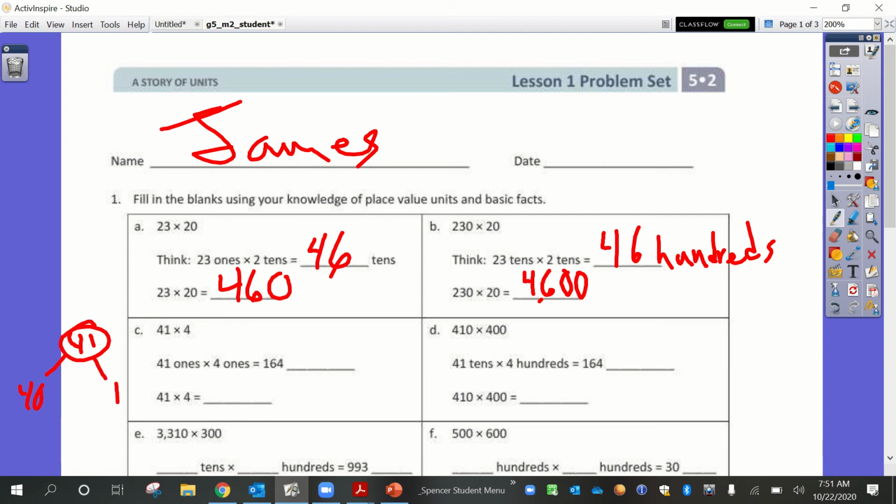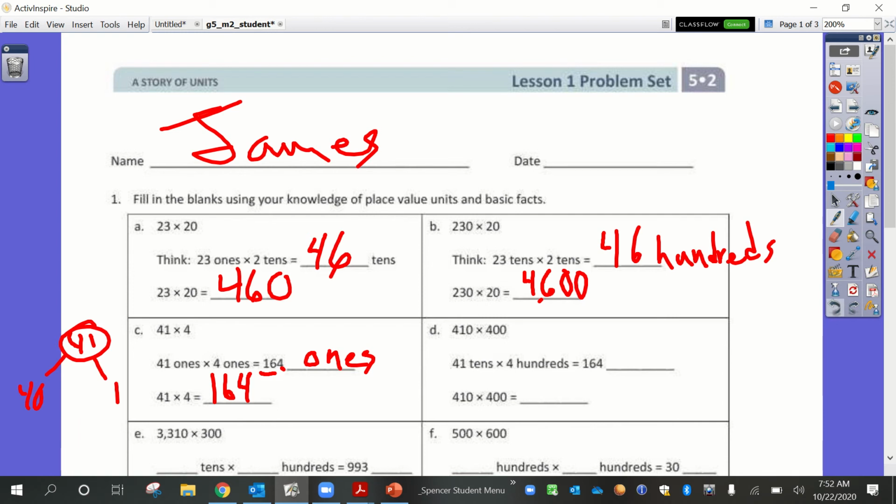So 4 times 1 one is 4, and then 4 times 4 tens is 16 tens, and that gives us 164. Well, what's ones times ones? Well, 1 times 1 is always going to keep its same unit, so it's 164 ones, which is just the answer. Now that one's a little bit more challenging to do mentally. That's why I broke it down with a number bond over here on the left, so that I could think of the 2 different parts of 41, so that I could make my life easier.